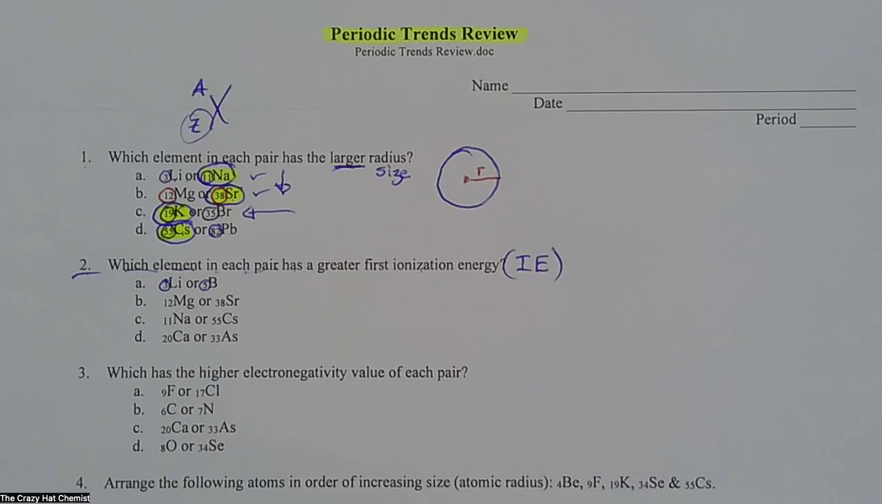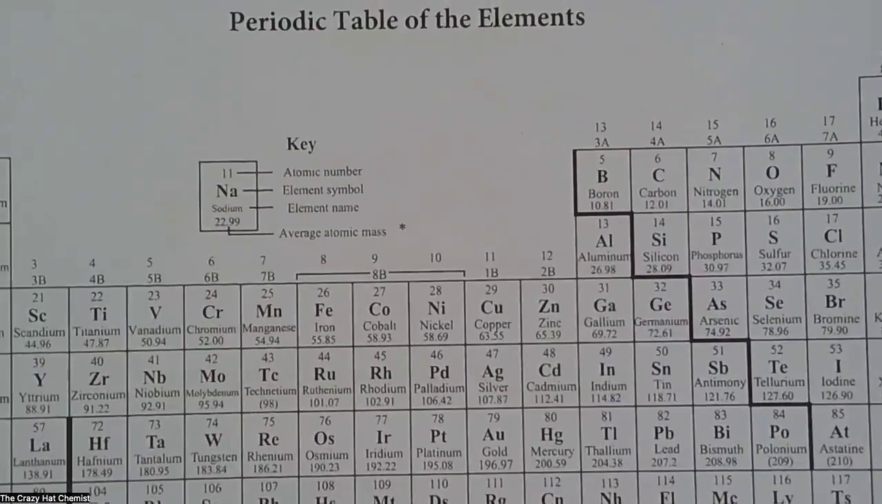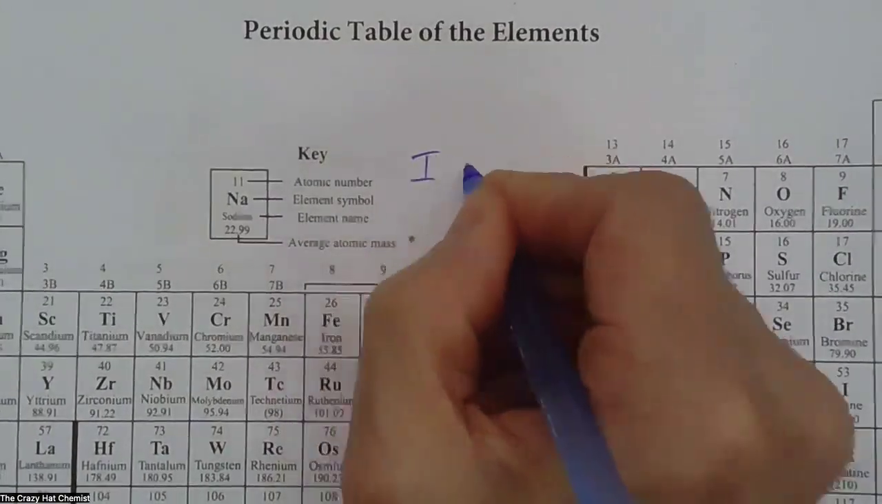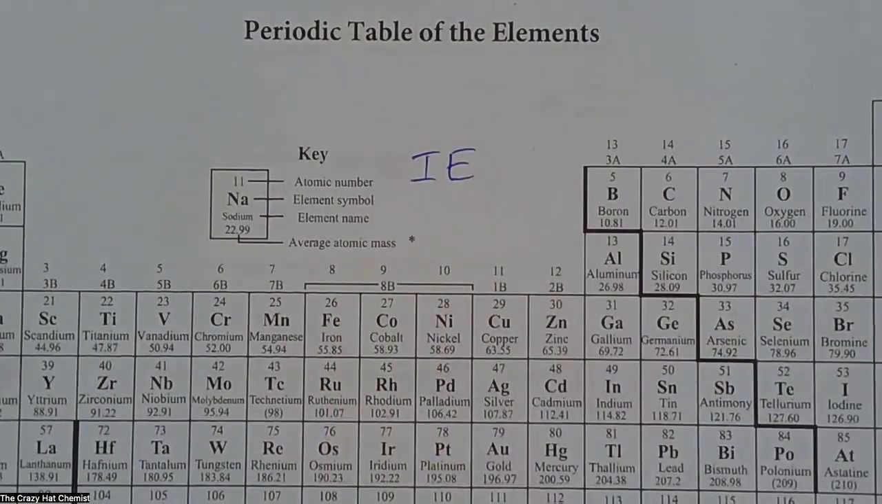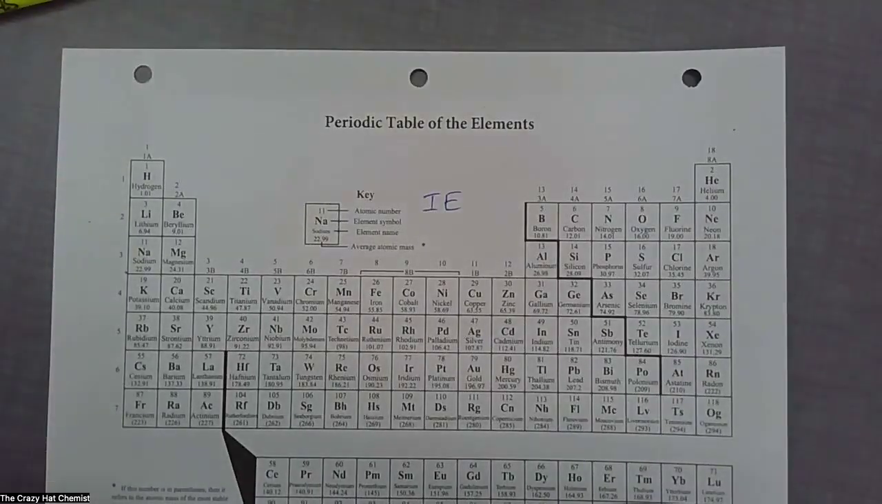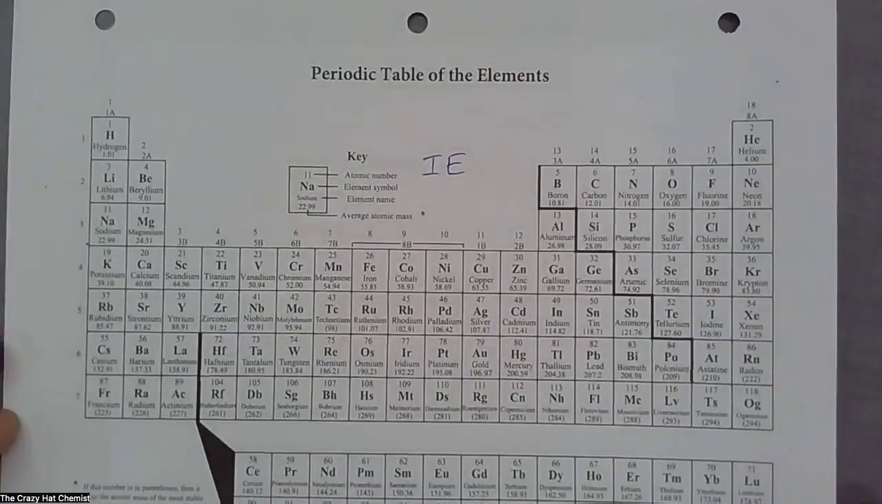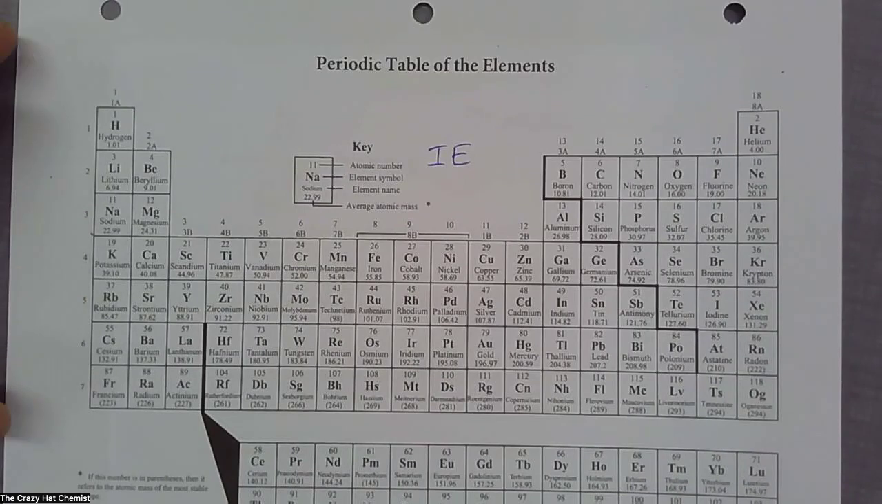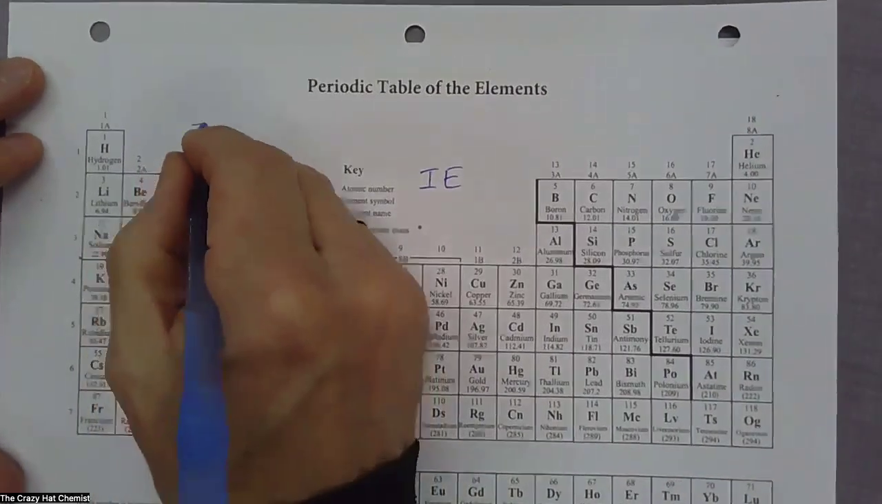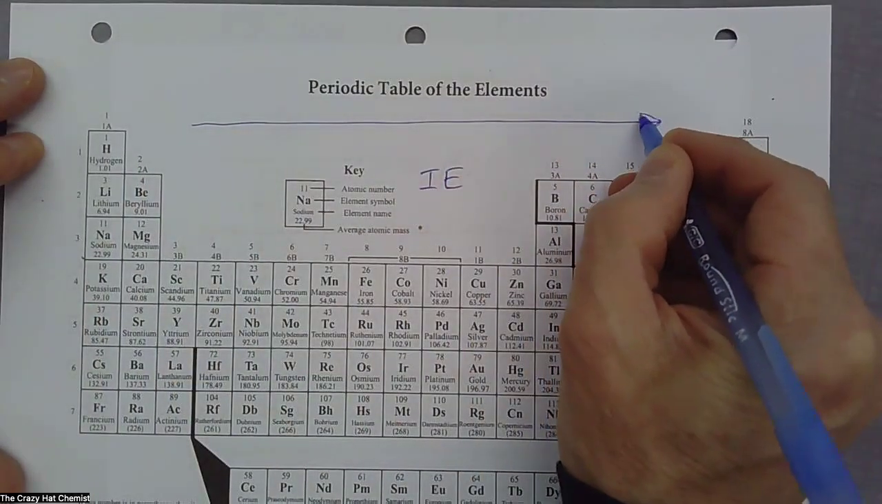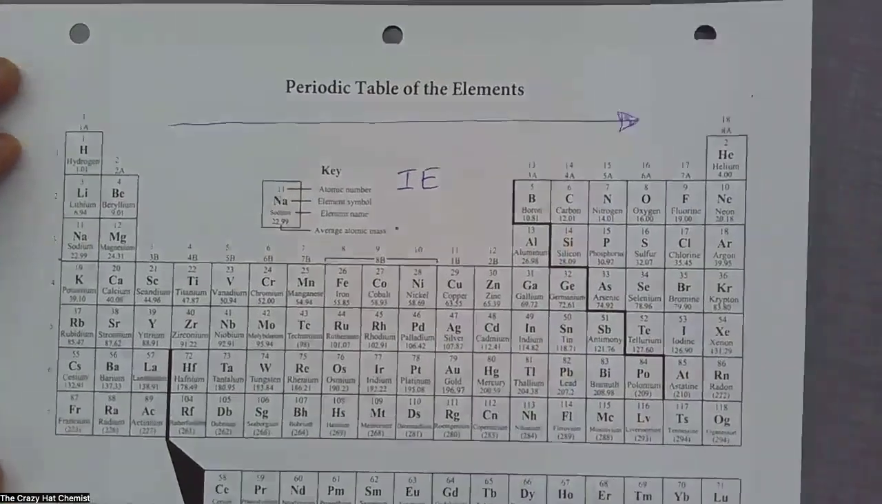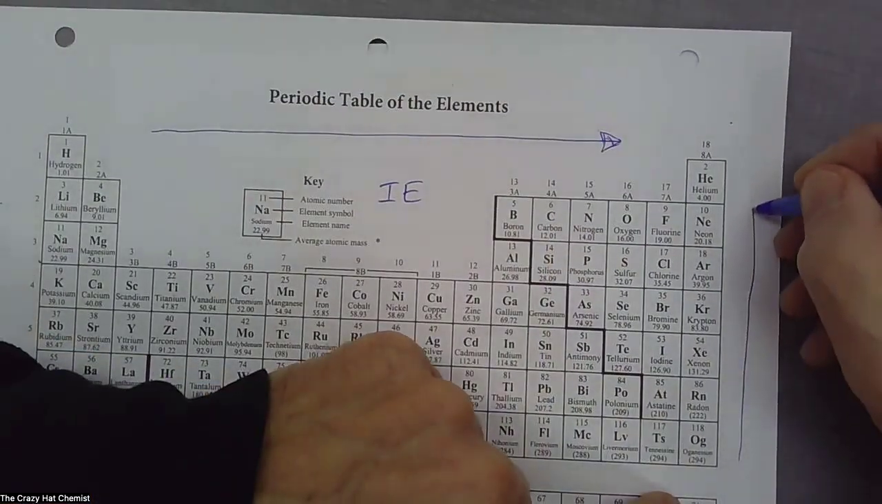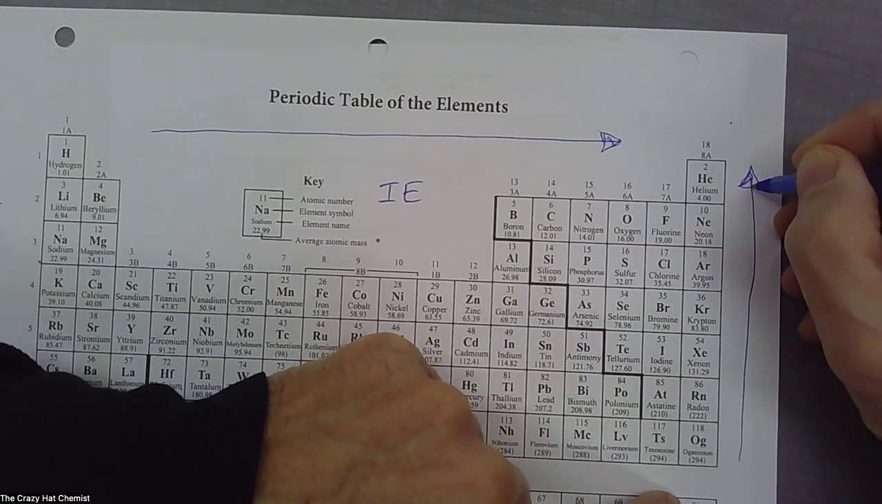So I'm going to get a new periodic table. We're going to label this new periodic table with ionization energy. Okay, so ionization energy. Let's zoom on out so that we've got this entire periodic table right here. For ionization energy, the values increase as you go to the right within a period, and they increase as you go up within a group.